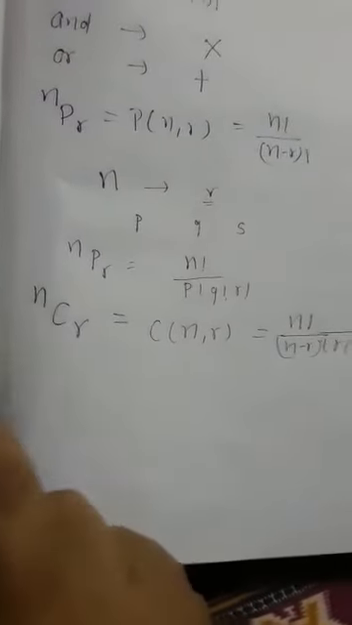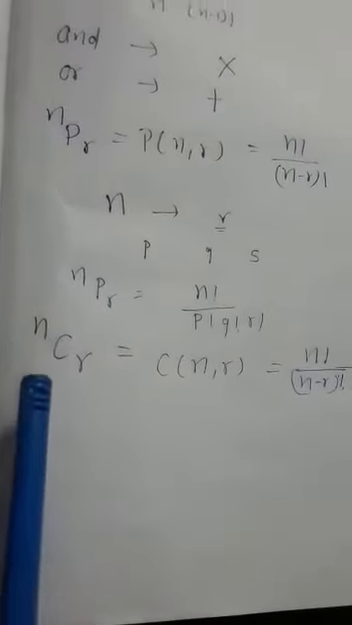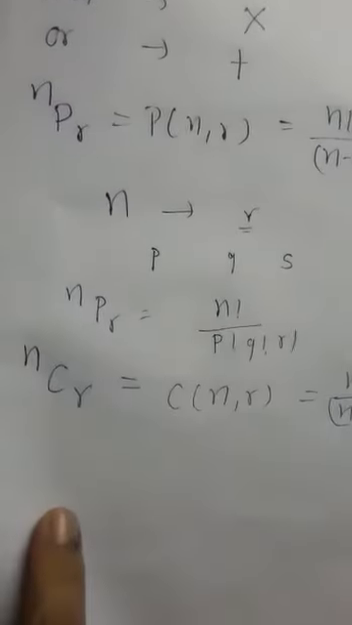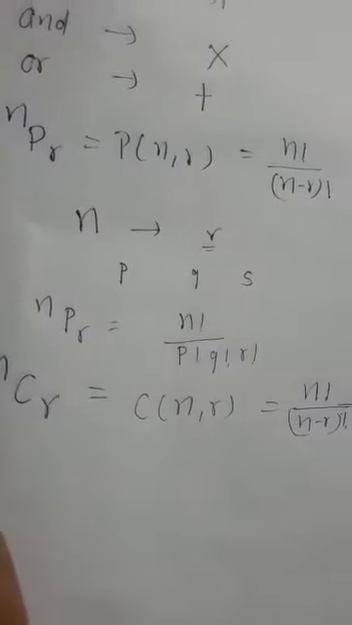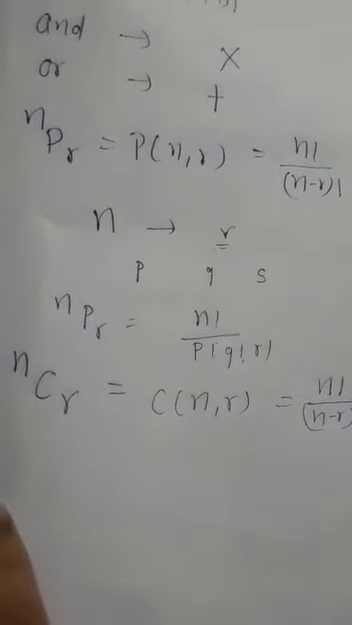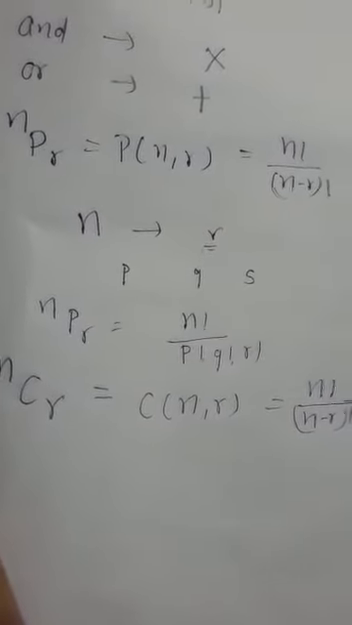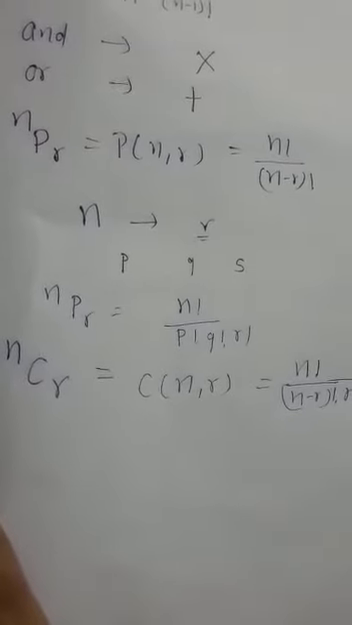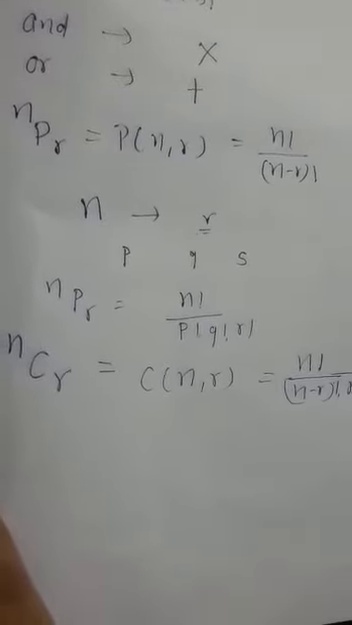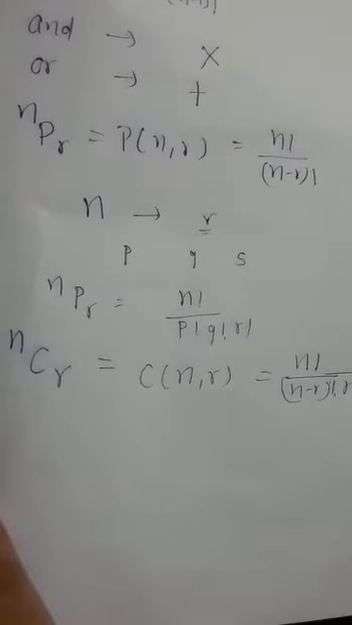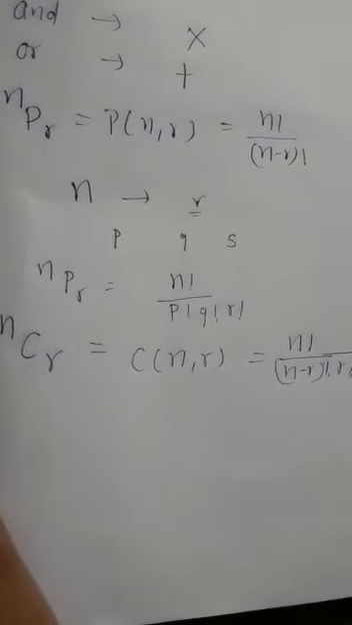So the basic difference between permutation and combination is that in combination we just do the selection, but in permutation we select the articles and after that we arrange them. In permutation, order matters, but in combination, order does not matter. So this is the basic difference between permutation and combination.